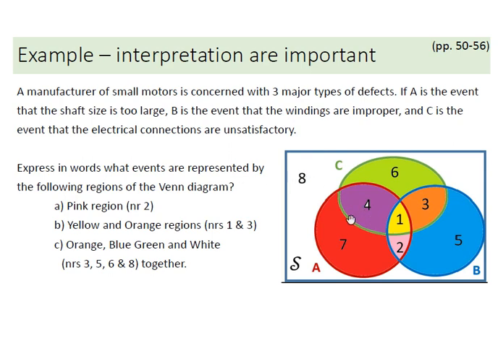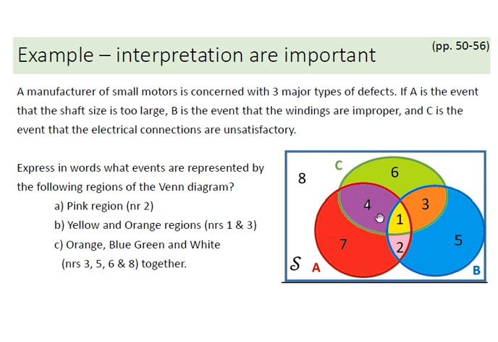Interpretation of regions in a Venn diagram is so important. So look at this example. A manufacturer of small motors is concerned with 3 major types of defects. A is the event that the shaft size is too large, B is the event that the windings are improper, and C is the event that the electrical connections are unsatisfactory.